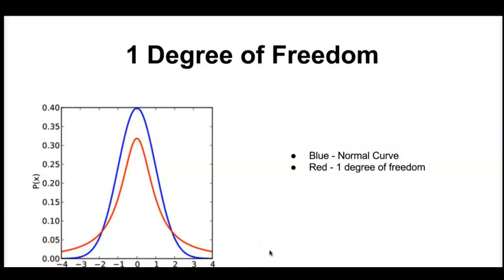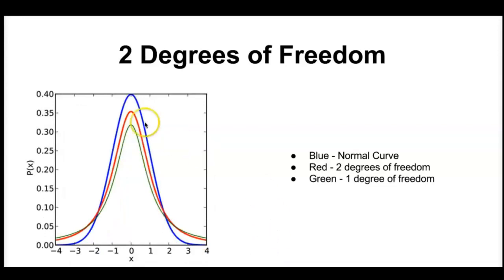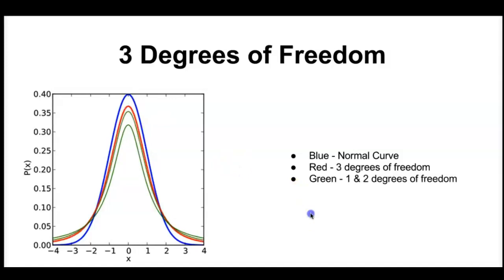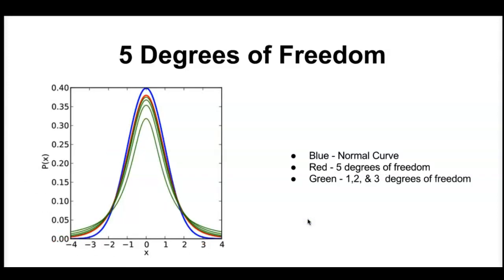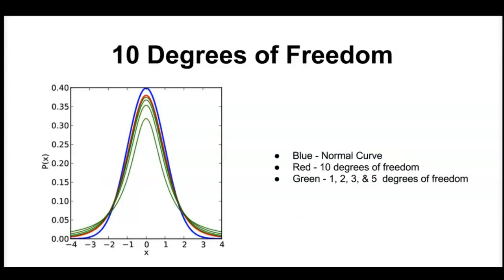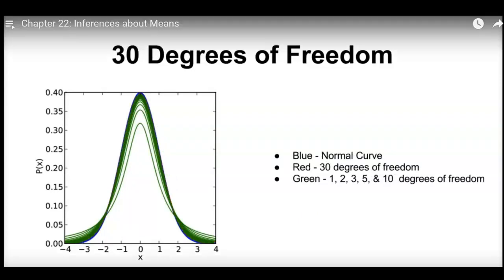Let's see what happens with 2 degrees of freedom. Again, the blue is the normal, the green is 1 degree of freedom, and the red is 2 degrees of freedom. Notice I'm a little closer to the normal model now with 2 degrees. The same thing is happening with 3 degrees. I'm getting closer and closer to the normal model. There's 5, there's 10, it's getting closer and closer. And finally, when you get to about 30 or higher, you're pretty much at a normal model.